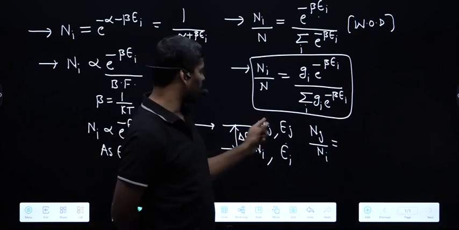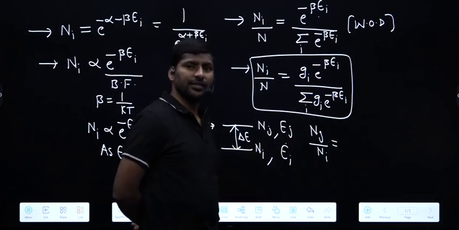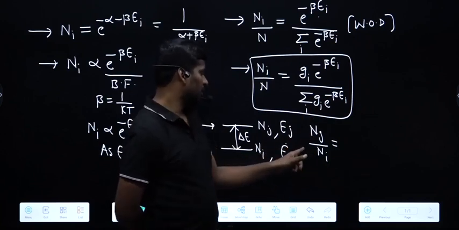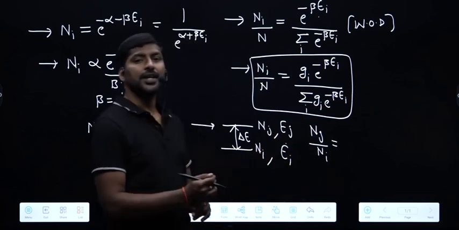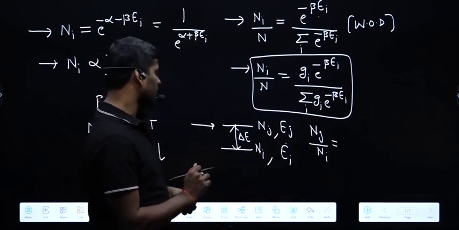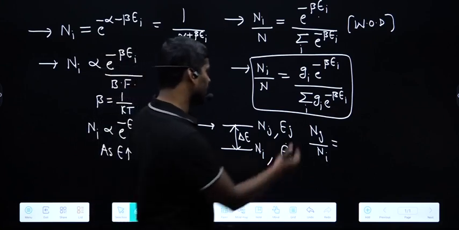That depends on what? Population. And if the Ei level population is high, its intensity is high. Okay, so therefore this is useful to compare what? Intensity of spectral lines, and so we can give relative composition also based on Maxwell-Boltzmann statistics.